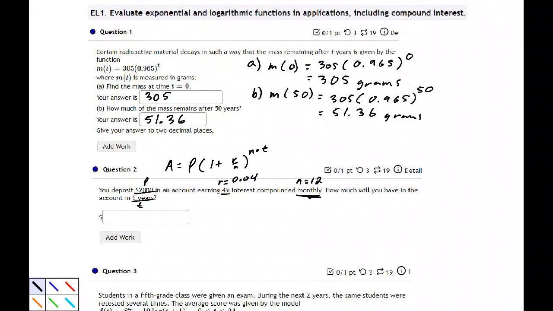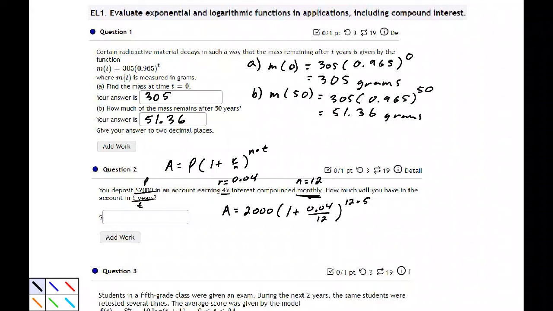So I'm going to replace all those values into that formula. So this will be A equals 2,000, parentheses, 1 plus 0.04 divided by 12, close parentheses, to the 12 times 5. Now some calculators will require you put the 12 times 5, the exponent, in parentheses. So just be aware of that. So 2,000, parentheses 1 plus 0.04 divided by 12, close parentheses, and that is raised to the 12 times 5, or the 60th power.